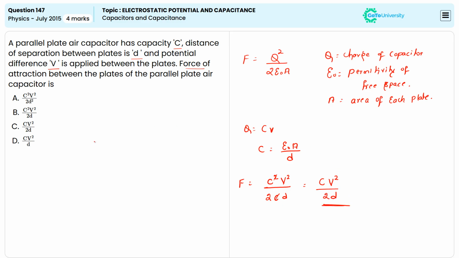This is our equation. So this CV square by 2D we can see in option number C. Option C is the right answer.